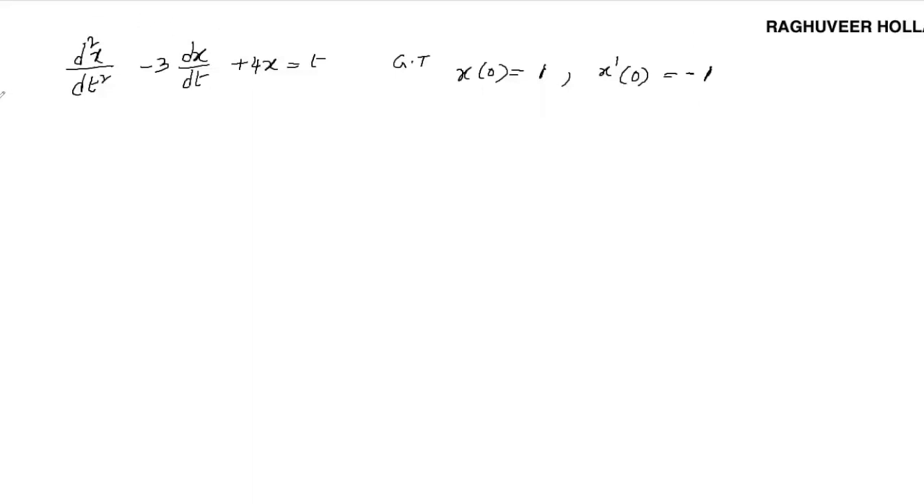Now let us use Laplace transform here to solve the differential equation, which is d square x by dt square minus 3 dx by dt plus 4x is equal to t, given that x of 0 is 1 and x dash of 0 is minus 1. Okay, so let us solve that. So this can be written as x double dash minus 3x dash plus 4x is equal to t, right?